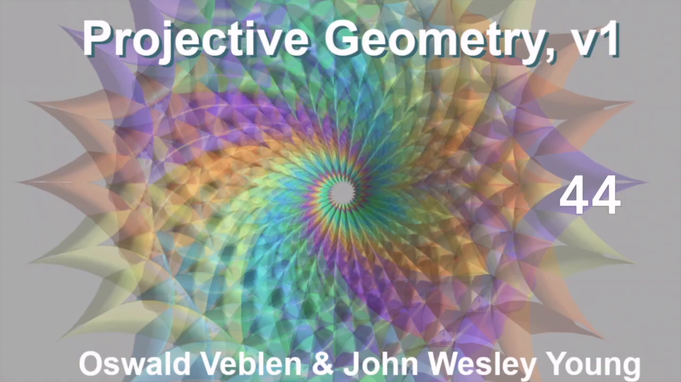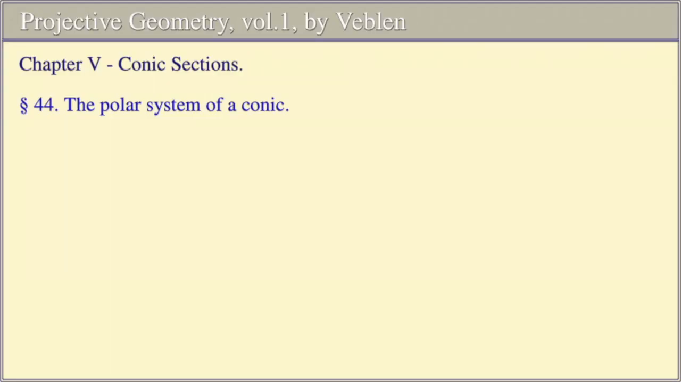Projective Geometry, Volume 1, by Oswald Veblen and John Wesley Young. Chapter 5, Conic Sections. Section 44, the polar system of a conic.